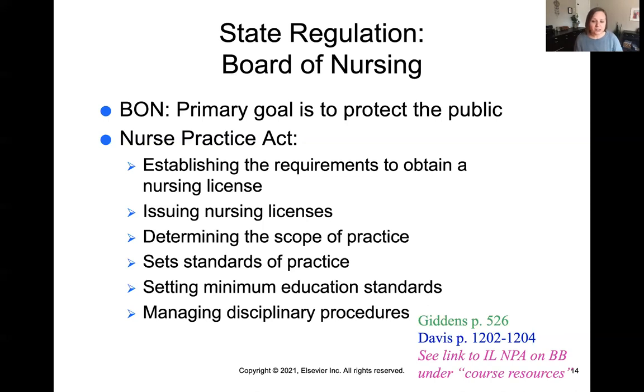Now, this is talked about on page 526 of Giddens, and I've also linked the Illinois Nurse Practice Act directly on Blackboard under course resources. And I would encourage you to pause here and go over there and read it. It's a little bit wordy, as most legislation is, but you gotta know what's guiding your practice as a nurse.